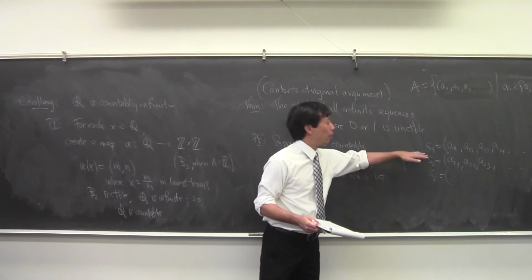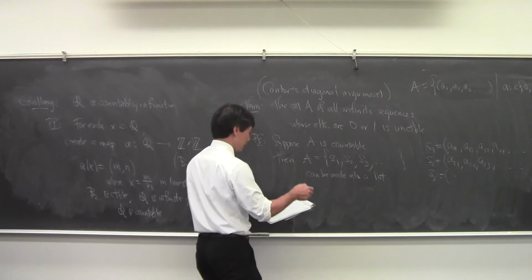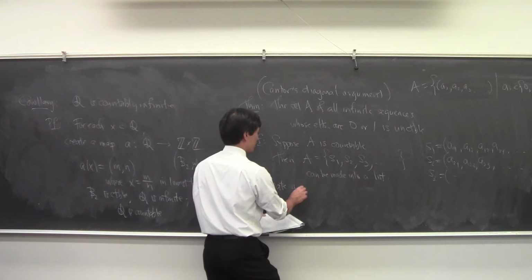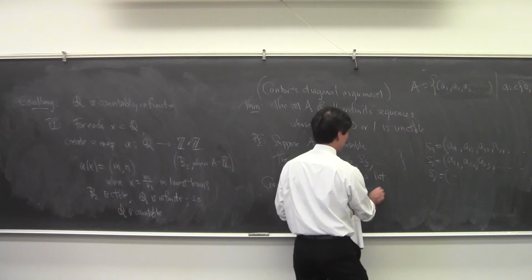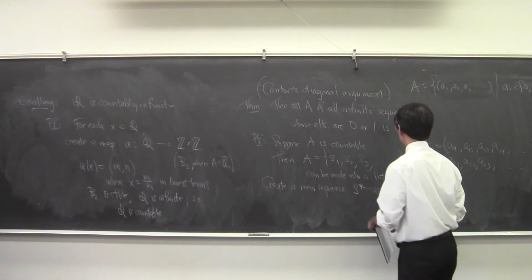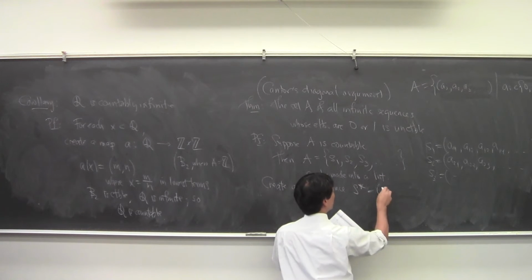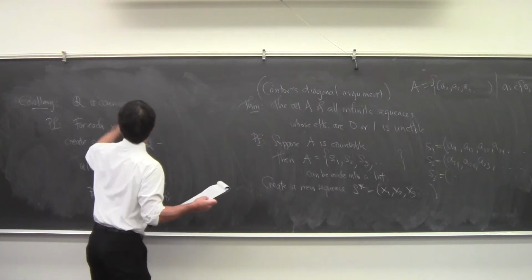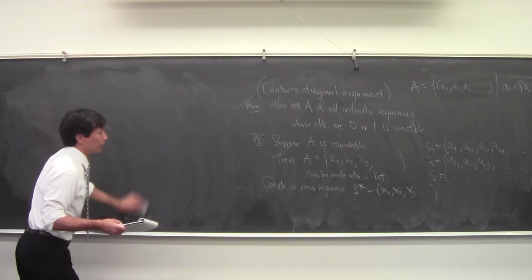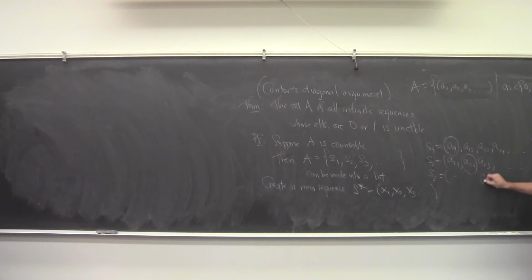You say, okay, these are all possible elements. So all of them are here. Now create a new sequence. Create a new sequence S star as follows. Let's use good notation: X1, X2, X3, and so on. What we're going to do is create the new sequence by looking at the diagonal elements.